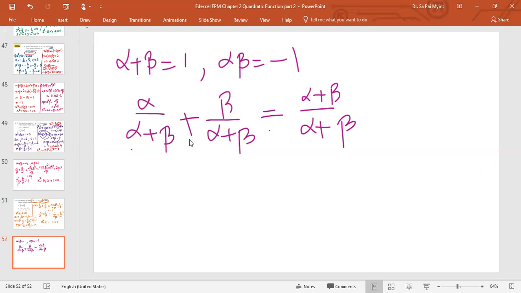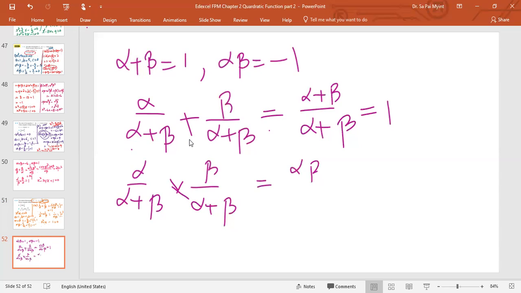Number 3b. Okay, what do you get? 1. And then multiply. Multiply means alpha by alpha plus beta times beta by alpha plus beta. This is also easy. Alpha beta by alpha plus beta, the whole square, equal to: alpha beta is minus 1, alpha plus beta is 1, 1 square is 1. What do you get? Minus 1.